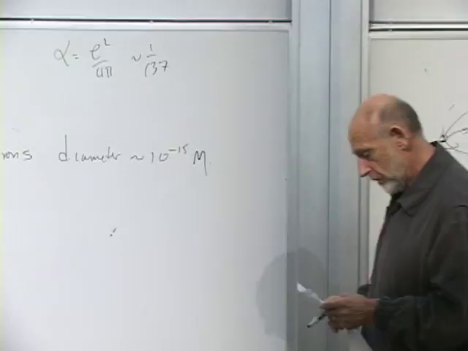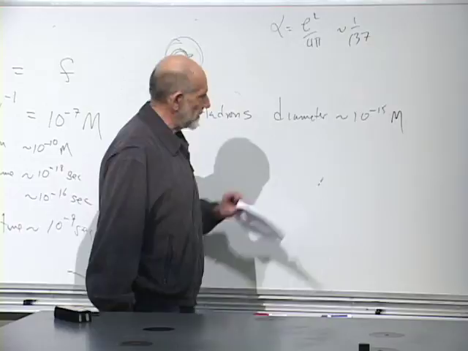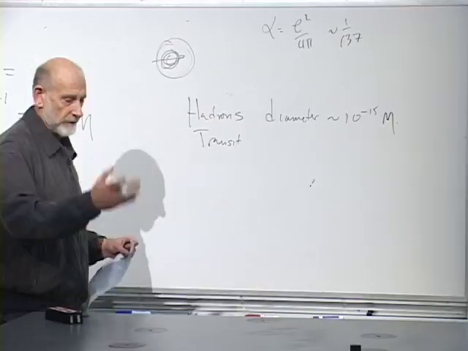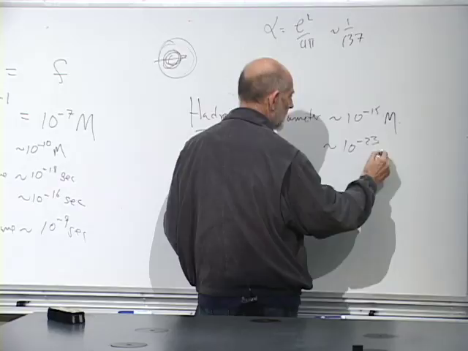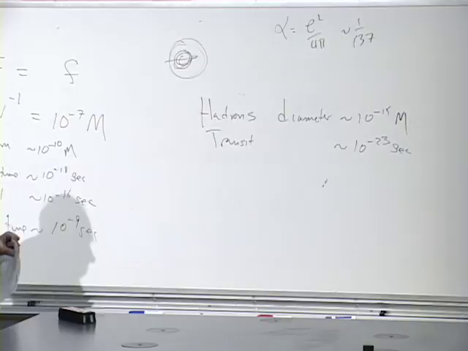The transit time is just gotten from the size, straightforwardly. Transit time is not an independent thing, it's just another measure of the size of the thing. Just to get the numbers straight, it's 10 to the minus 23rd seconds. So that's a typical time scale for light to cross the hadron.